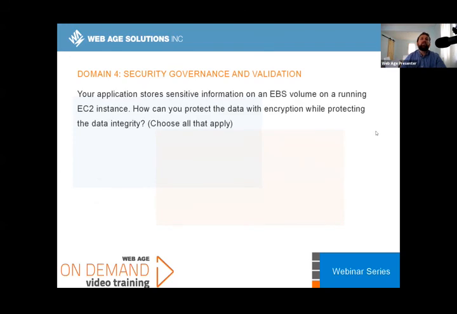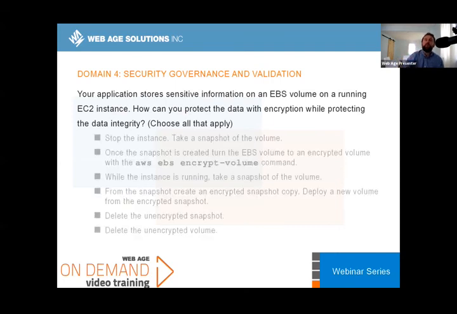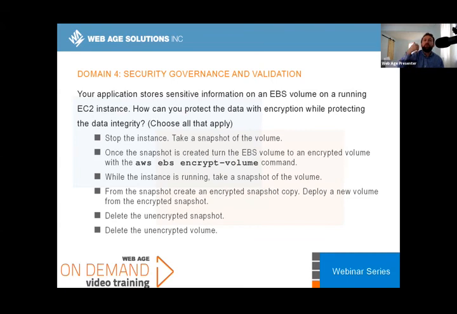Your application stores sensitive information on an EBS volume running on an EC2 instance, on a running EC2 instance, actually. How can you protect the data with encryption while protecting the data integrity? So there's 2 questions. We want encryption, and we want to make sure the data integrity doesn't get broken while we're doing encryption. Now choose all that apply.